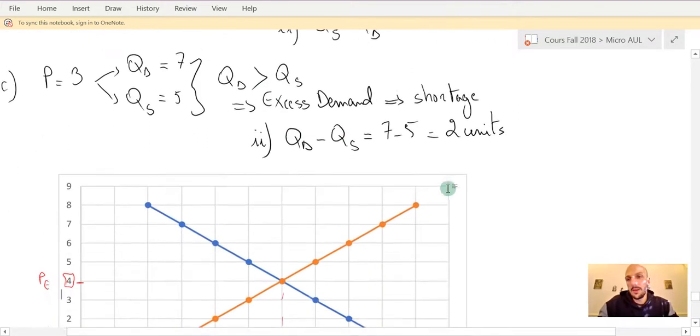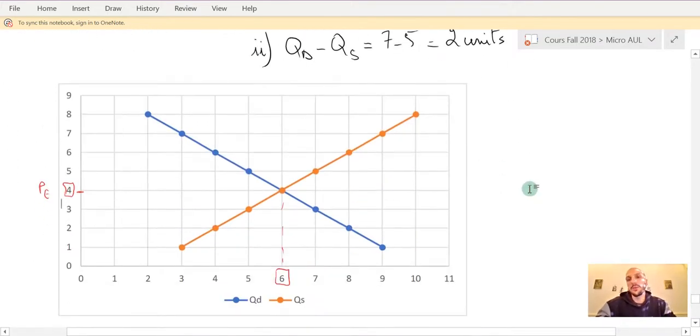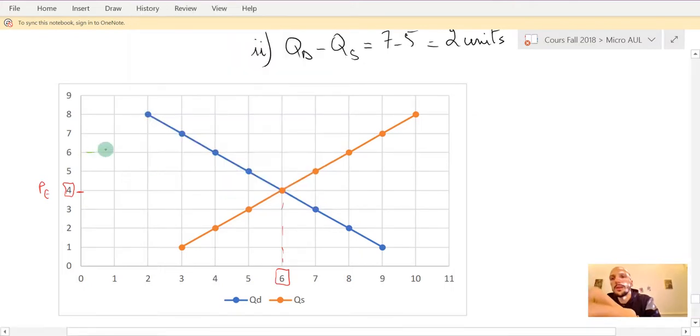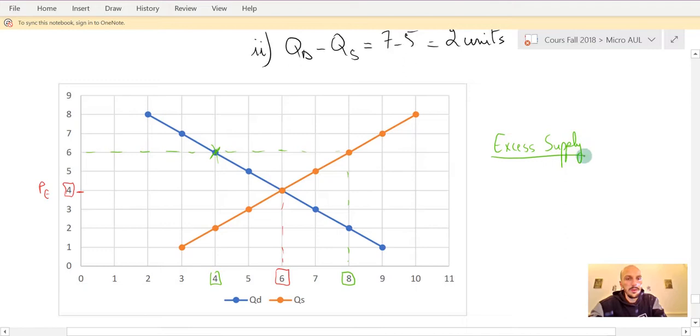And later in question B, if the price equals 6, at this level, at the price equals 6, here we can see the difference between supply and demand. So at this price level, we will have our demand here at 4 and our supply here at 8. Okay, so we have excess supply.